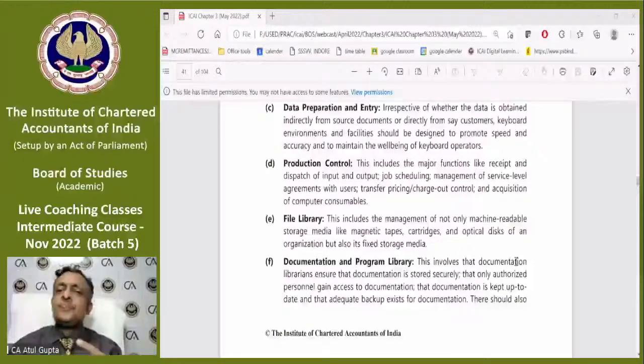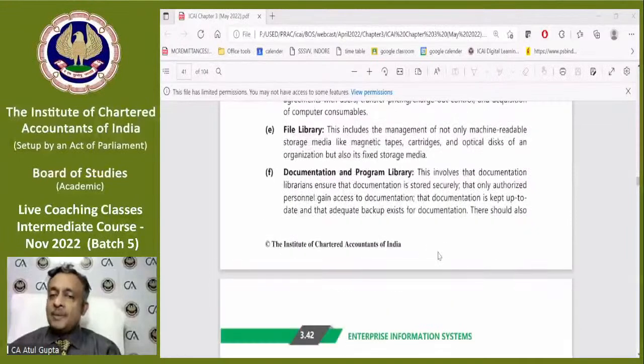File library, now as things have evolved, most of these you don't find in commercial organizations now, but take it as it is. Now people will not store in magnetic tape or cartridges. We have very specialized storing mechanisms, like external hard disks or specialized pen drives, or now you have this concept of cloud storage. But it's part of the learning process. Documentation and program library, whatever system has been developed, the document of it, keeping it safe, because if changes have to be made, you will require the original document.